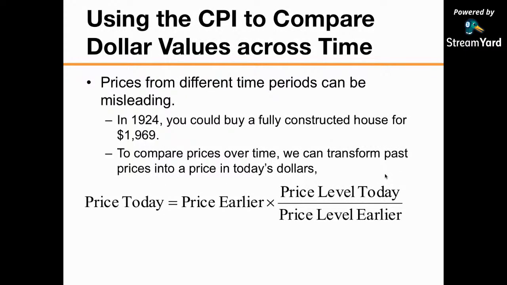Now, comparing dollar values over time, this is the formula that we can use. The price level today is equal to the price from an earlier time than today times the price level today divided by the earlier price level. This just allows us to transform past prices into today's prices.